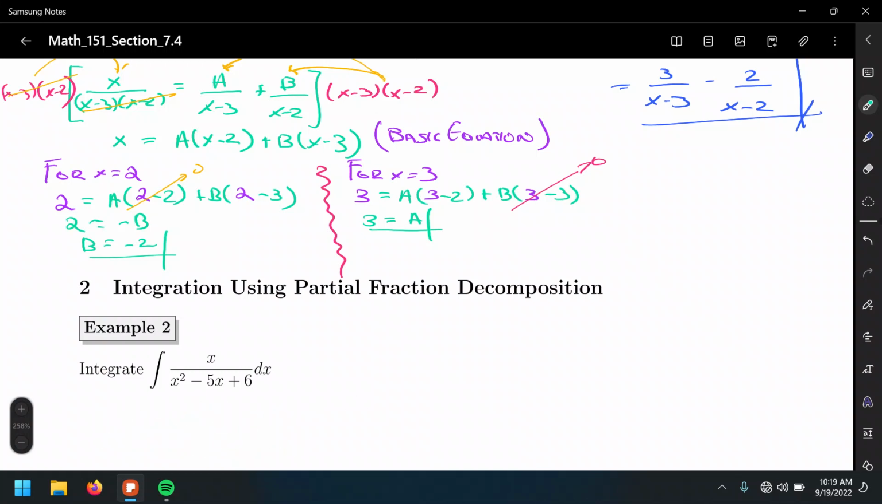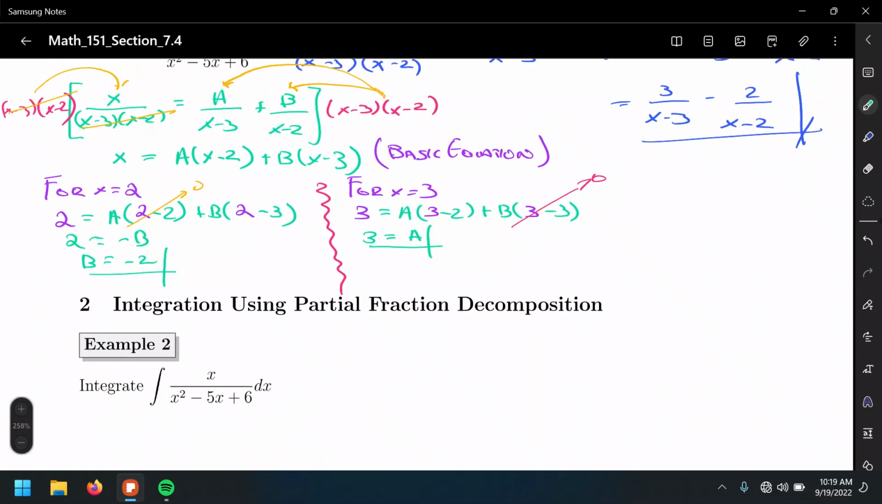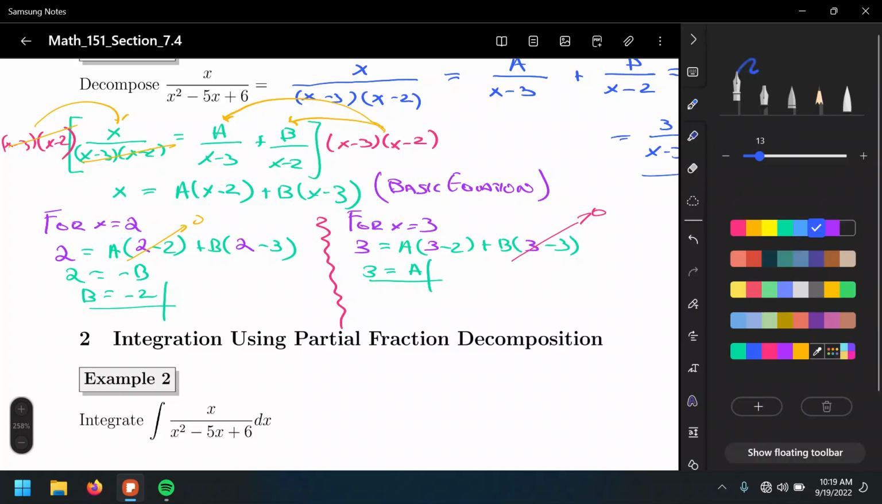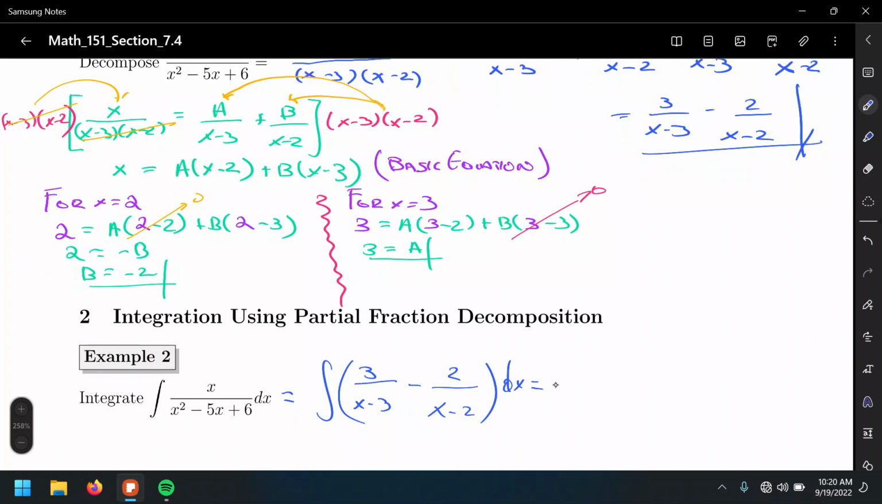So, let's erase this because it's not going to be relevant to this problem. I'm not going to do the partial fraction decomposition again because that's the same. Let's just use the result from the previous exercise. So we're going to write this integral, and that's going to be equal to the integral of what we obtained in this case, 3 over x minus 3 minus 2 over x minus 2. Let's split this into two separate integrals. That's going to be 3 times the integral of dx over x minus 3 minus 2 times the integral of dx over x minus 2.